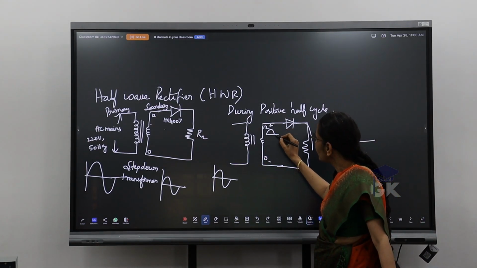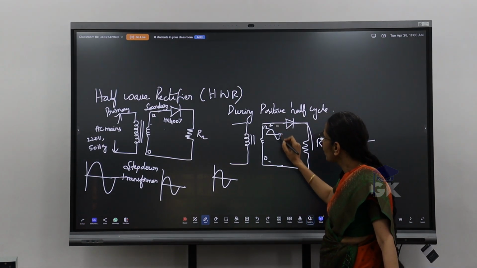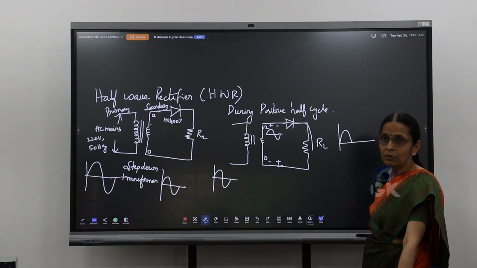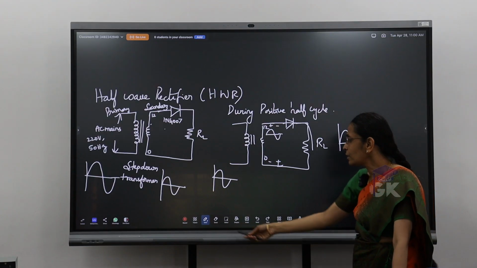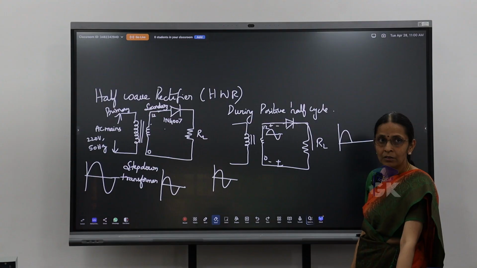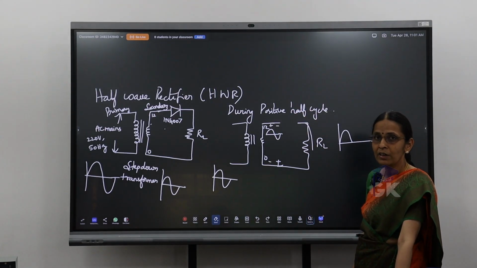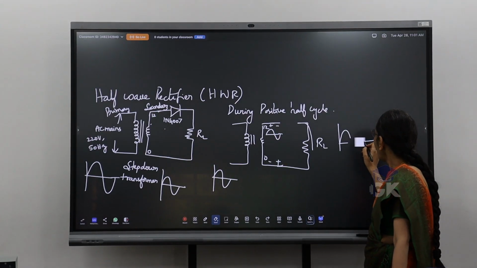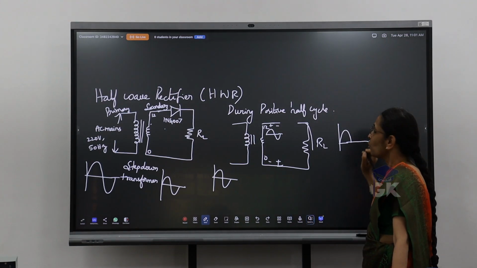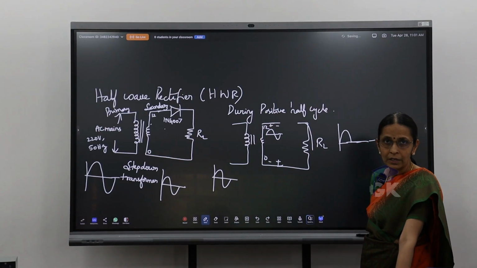Now, during the negative, what happens? Next, I am giving this negative portion. So, what will be the polarity here? I have a minus, I have a plus. What will happen to the diode now? Reverse biased. If it is reverse biased, open circuit. So, it is as good as an open circuit. Will there be any flow of current? No. So, I will have my output to be 0 over here.